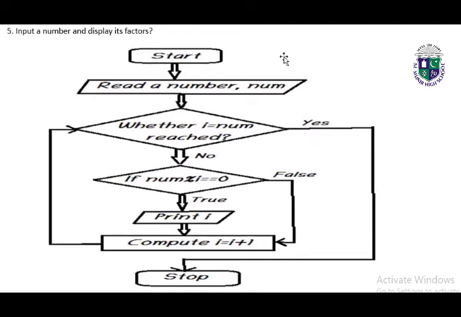Number 5, input a number and display its factors. To display the factors of any given number, we will use this flow chart. Start, here we have the input, read a number or num, whether number is reached. If yes, it will stop. If no, then it will process it. If false, it will compute it again and again and it will show its factors. So here we have this stop button or stop symbol. Here our flowchart will stop.